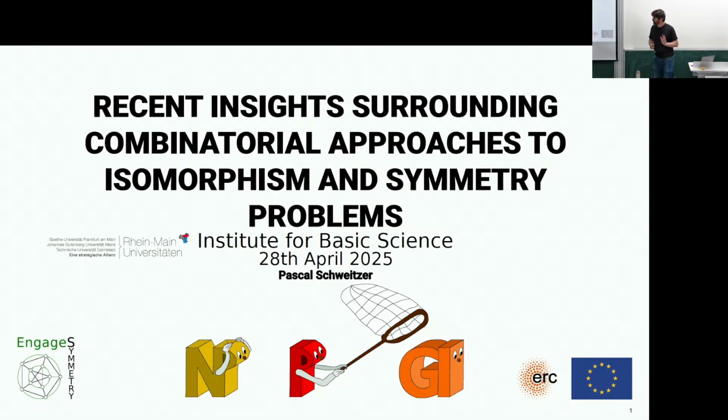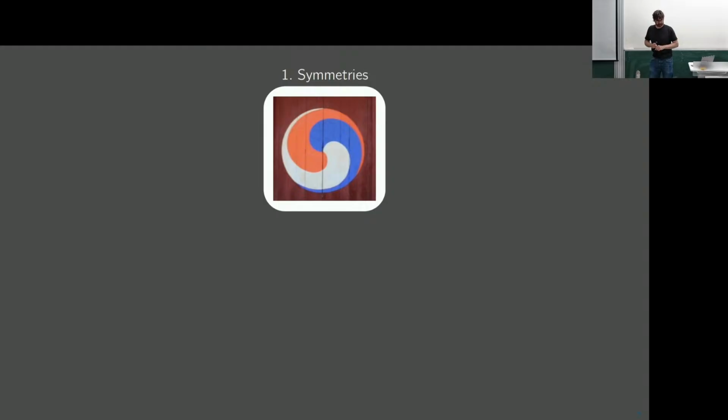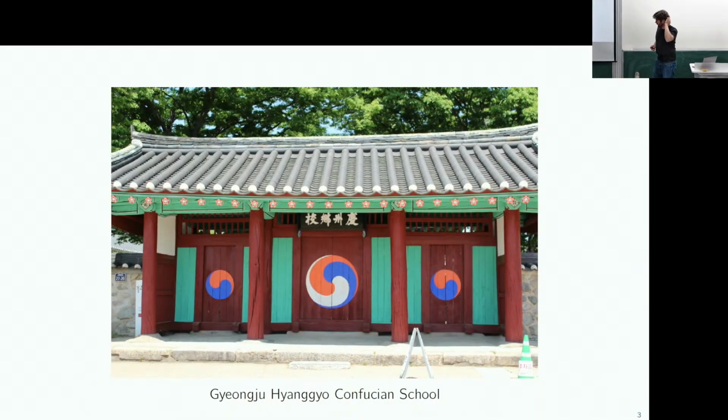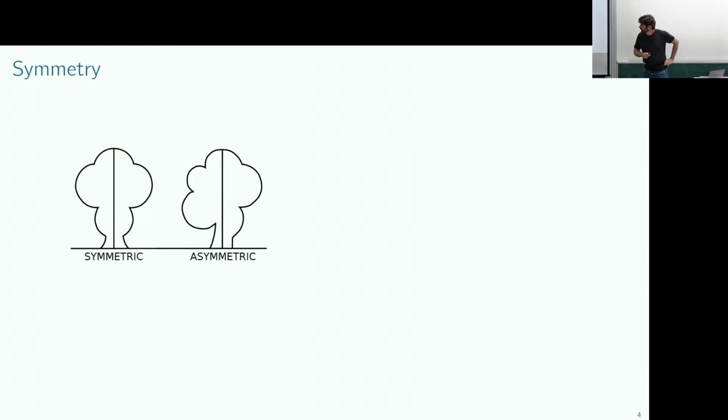All right, so I will talk about symmetries, basically. Here's an image with a symmetry. This image is actually from the Confucian school in Gyeongju. You can see many symmetries here, actually: a mirror symmetry in the middle, and symmetries on the roof tiles, for example. I think we all know what symmetry is. For example, it's obvious that this tree on the left is symmetric and the tree on the right is not symmetric. But I would rather talk about combinatorial kinds of symmetries.